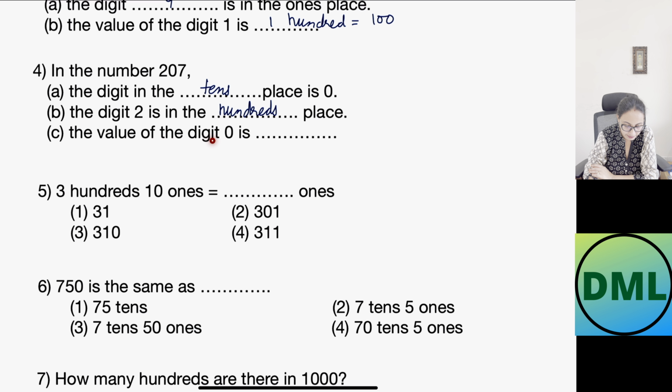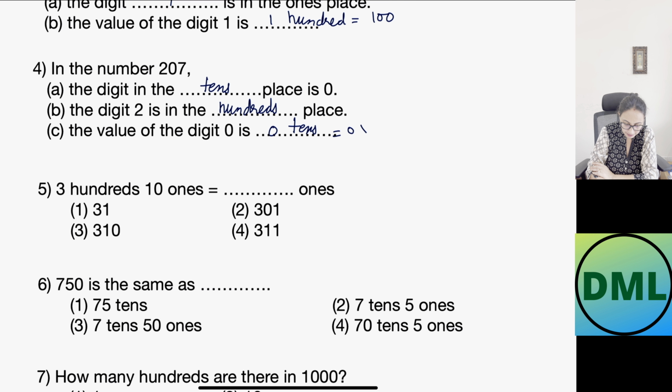The value of the digit 0 is. 0 is at which place? Tens place. So the value of the digit is 0 tenths. Let's write down the answer here as 0 tenths. What is the meaning of 10? Is 10 only 0 multiplied by 1, 0, 10. If you multiply any number with 0, your answer is 0. This is equals to 0. The value of the digit 0 is 0 only.